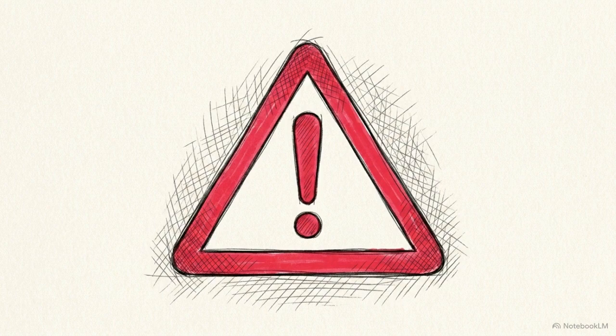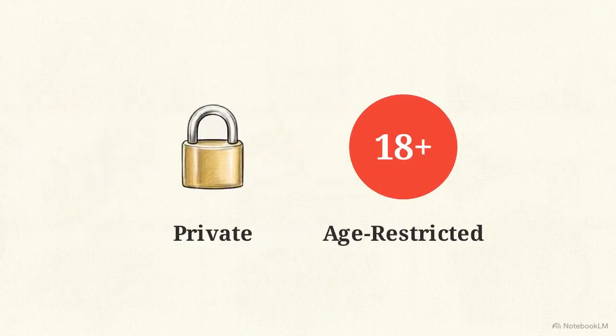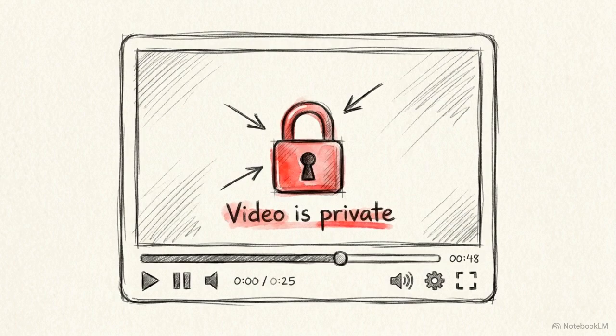Occasionally, a media download might unexpectedly fail. This is usually because the video has been marked as private, contains age-restricted content, or is blocked in your specific geographic region. This happens because the tool operates as an unauthenticated public viewer. It does not log into an account to bypass security or regional restrictions.